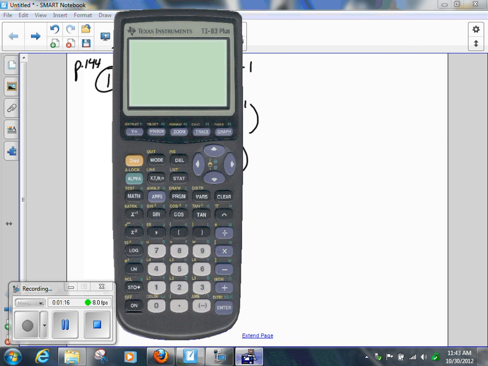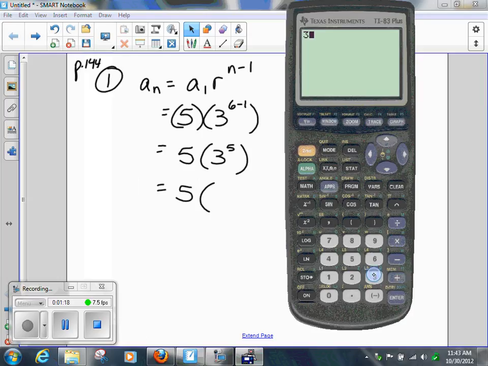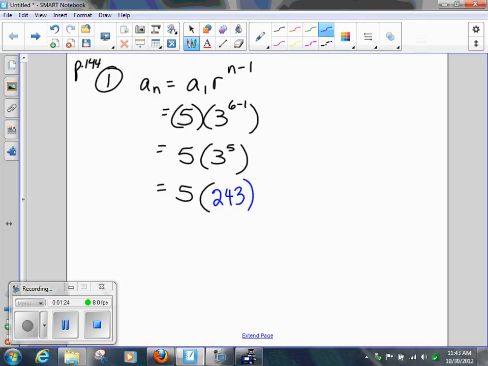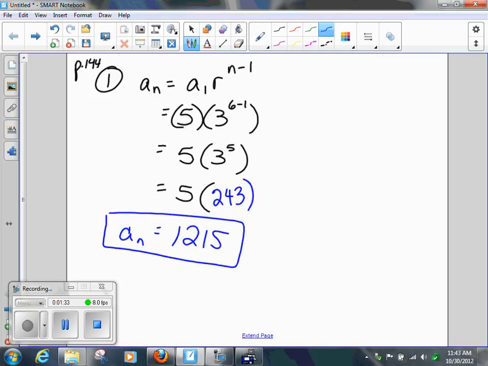All right, so let's look. 3 raised to the 5th power is 243. Did I have the wrong answer? No? 1215. That's about as basic as it gets. Cool with that? Do you see where you made your mistake? Yes, sir.